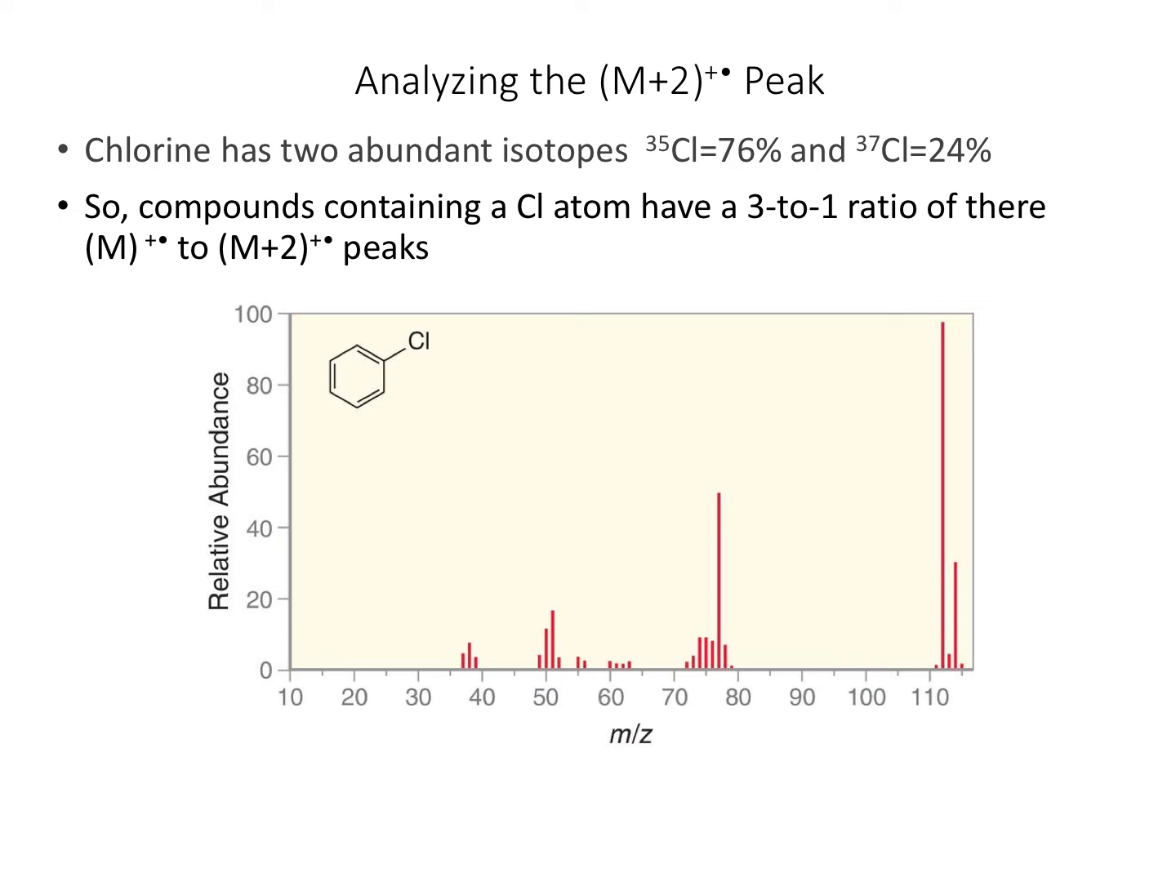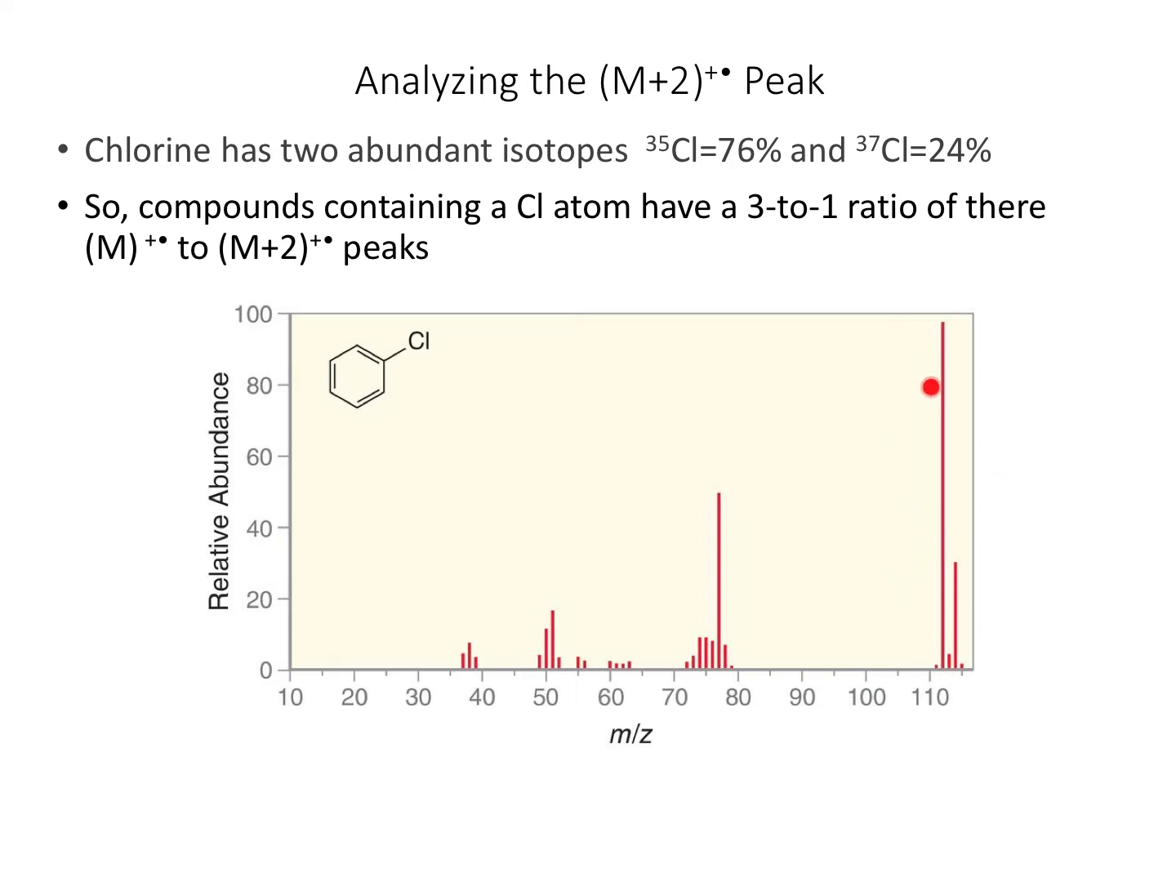And so, by the M+2 peak, what I mean is, if at the highest end of your mass spectrum, you have two peaks where one is exactly 1/3 of the other one, and the mass difference is exactly 2 mass units, so that's where the +2 comes from, then this tells me that we most likely have a chlorine atom in our molecule.